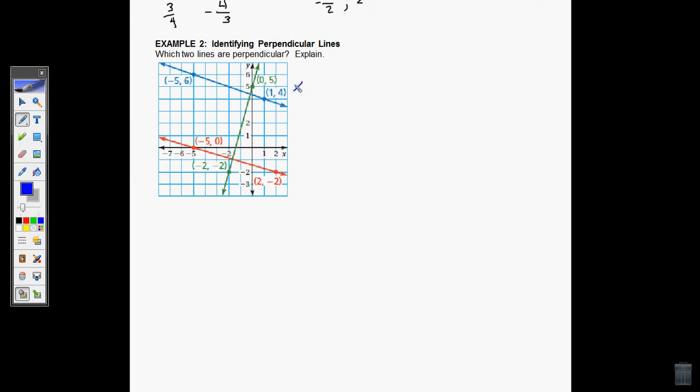Let's say these are my x1, y1s, and these will be my x2, y2s. All right, so I'm going to be looking at 6 minus 4 over negative 5 minus 1. So that's going to be 2 over negative 6, which if I simplify, 2 over 6 is really like 1/3, and it was negative, so negative 1/3.